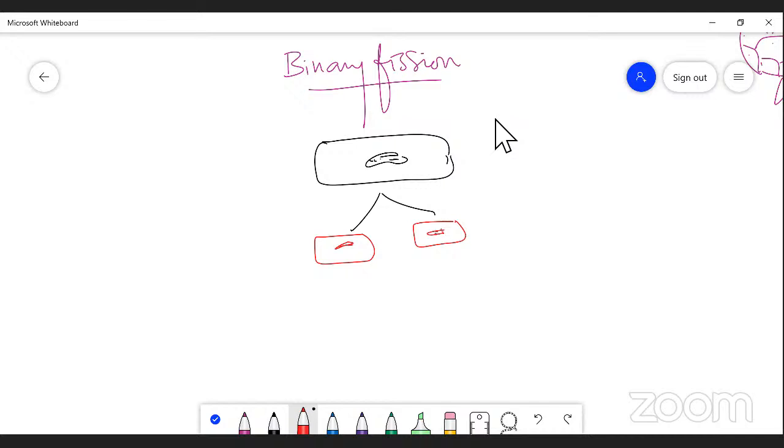The first one is cytokinesis and karyokinesis.